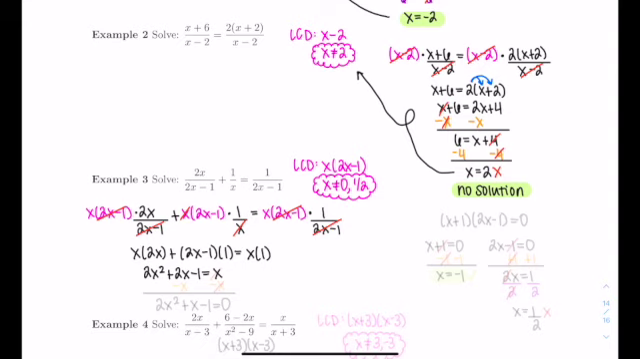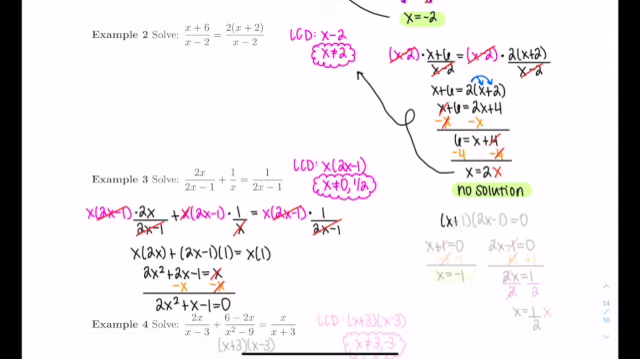Now, because this is quadratic, the way we're going to solve this is by setting it equal to 0 and factoring. So first things first is I need to set this equal to 0. So I am going to subtract x from both sides. And so on the right it ends up canceling. And we end up with 2x squared plus x minus 1 equals 0.